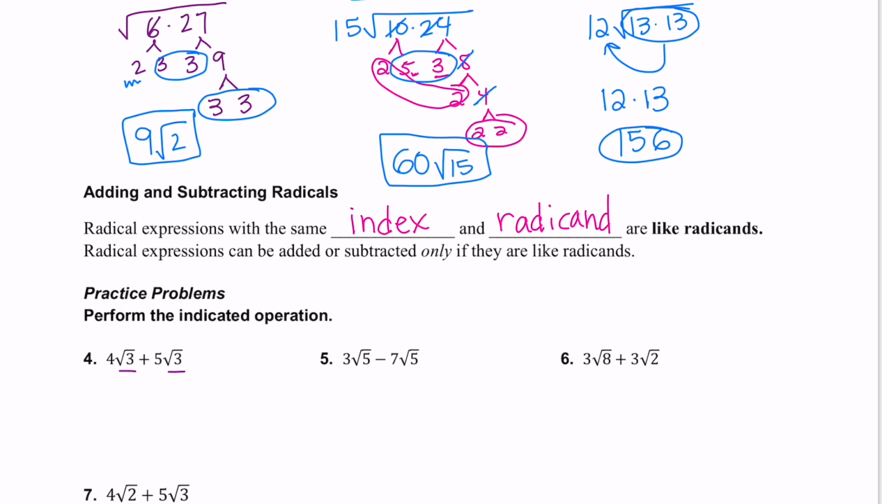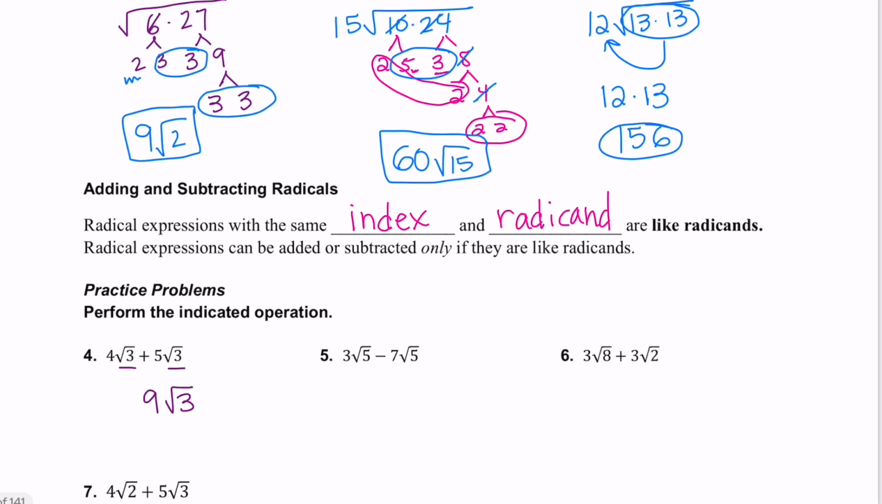So we have 4 square roots of 3 plus 5 more square roots of 3. That's going to give us 9 square roots of 3. Number 5 also has like radicands. We have 3 square roots of 5 minus 7 square roots of 5. So 3 minus 7 is negative 4 square roots of 5. Now number 6, we have a square root of 8 and a square root of 2. These are not like radicands, so we cannot add them together. However, we can simplify the square root, and then we can add them together.